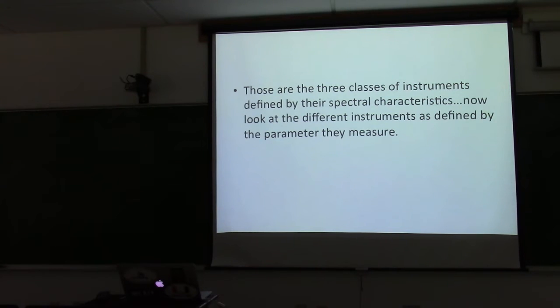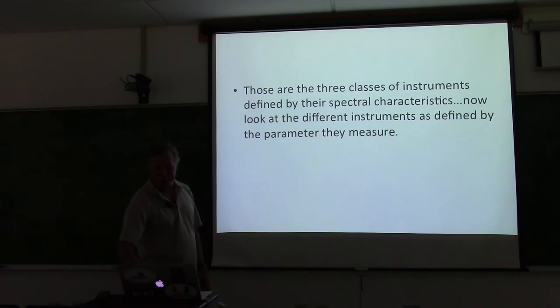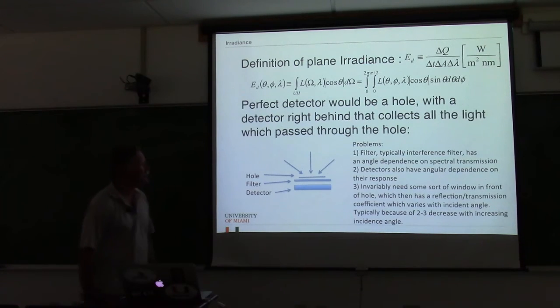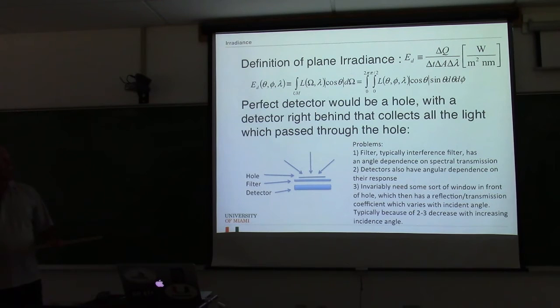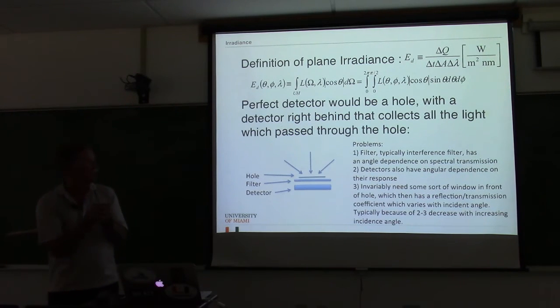Okay. So those are the 3 classes of instruments based on spectral responses: broadband, multichannel, and hyperspectral. And now we'll look at what they're measuring. We'll start with the simplest one in a way, which is plane irradiance. Irradiance is simply the amount of light that gets through a certain area. So the perfect irradiance collector would be a hole where you knew the area of the hole, and you collected all the photons that went through that hole. That would be the perfect irradiance collector.